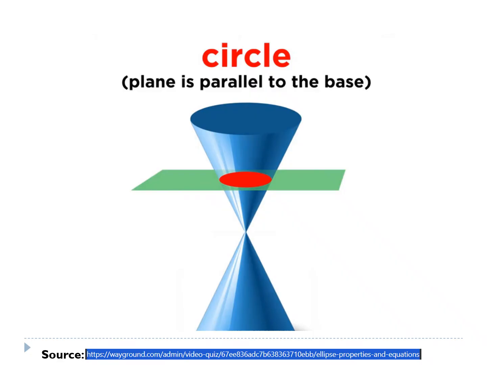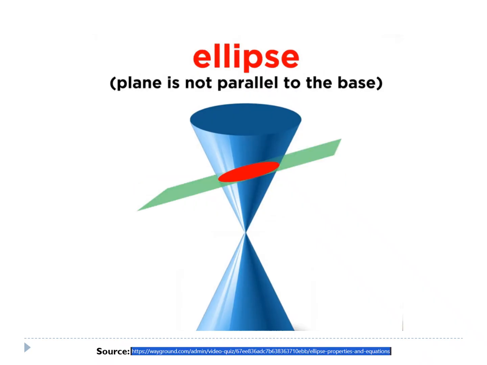Okay, so if the cutting plane is parallel to the base of the cone, we get the circle. But if we incline it a little bit like this, then we will get an ellipse. The details of this can be found from the source written below.